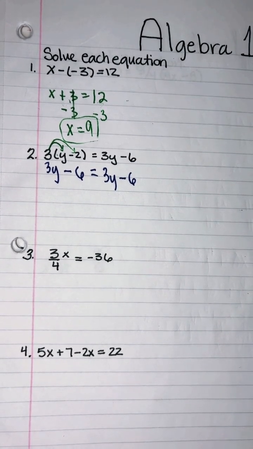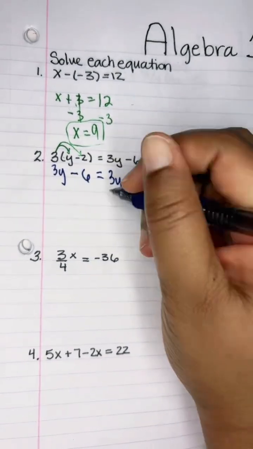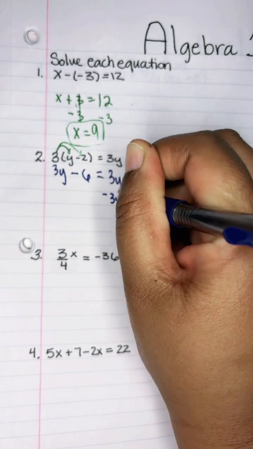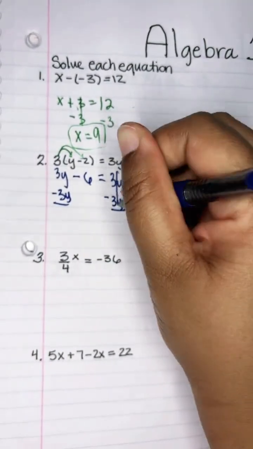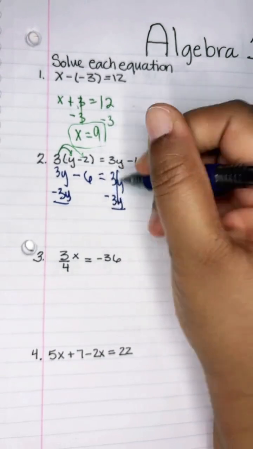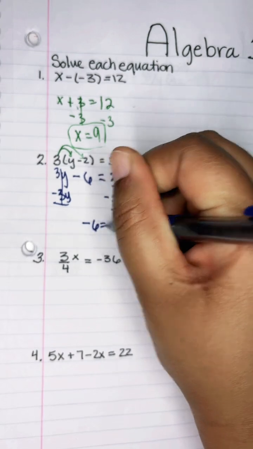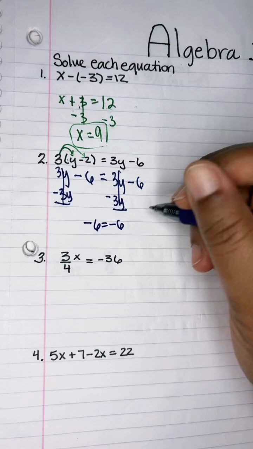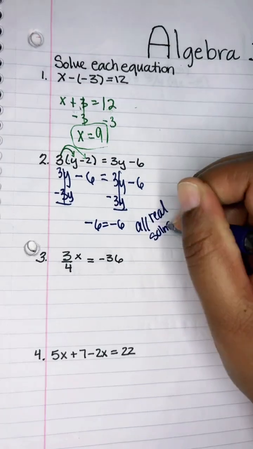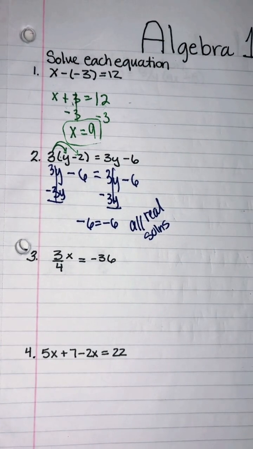All real solutions. Yes, Jazzy, welcome in. Because if we minus 3y to both sides, our y's cancel out because 3 minus 3. So we're left with negative 6 equals negative 6, which is a true statement. So it's all real solutions. Okay, that's our answer for that one.